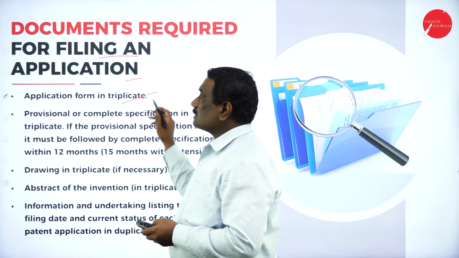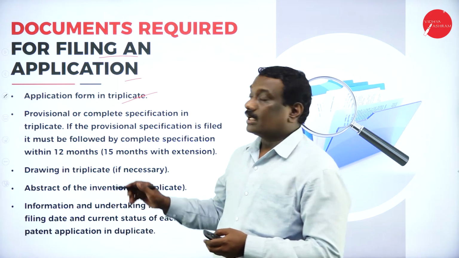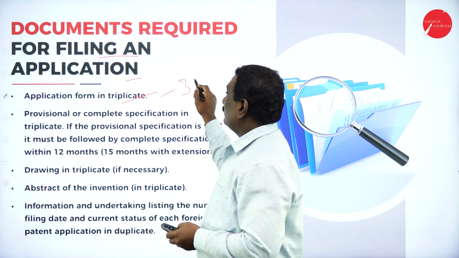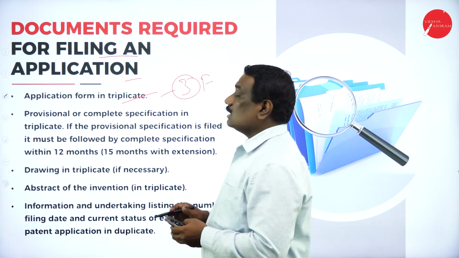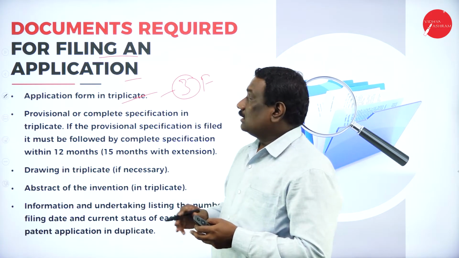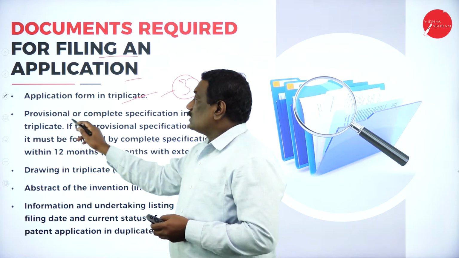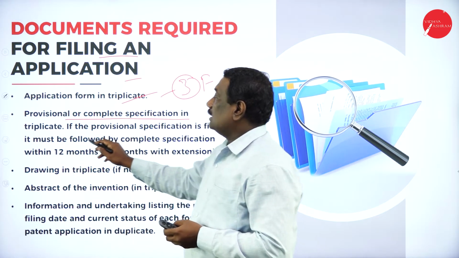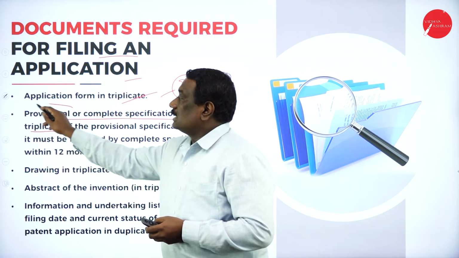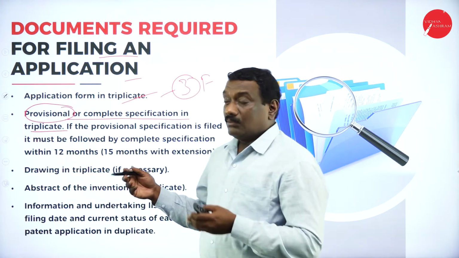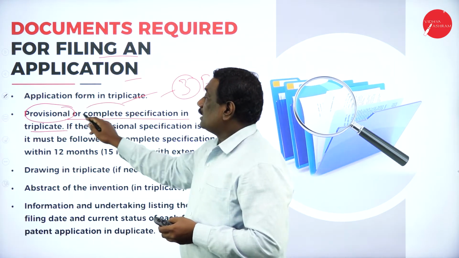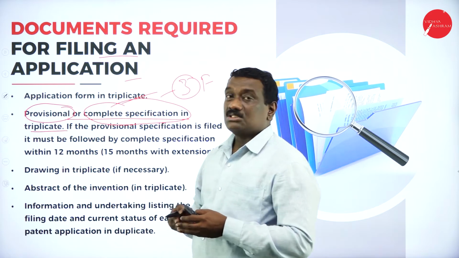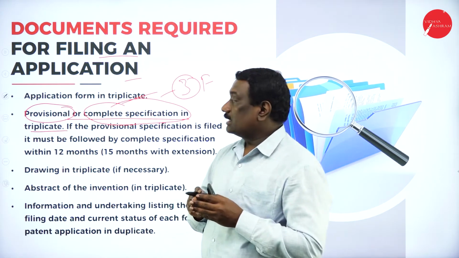First and foremost, it says application form should be in triplicate. Triplicate means three forms should be there. So you should submit 3 forms, right? Then provisional or complete specification in triplicate. So the application which you give should be a provisional or a complete specification. Everything has to be in detail. That is what it says.